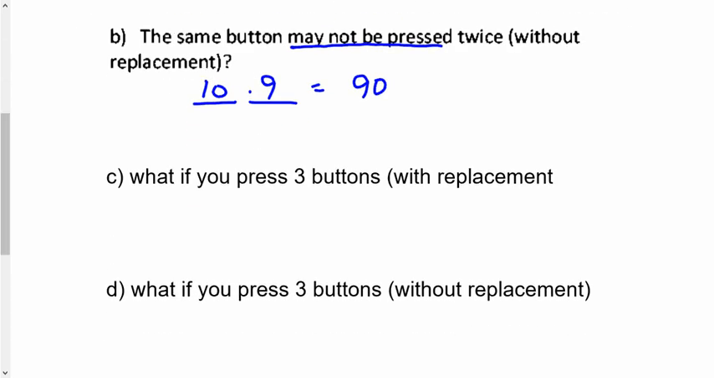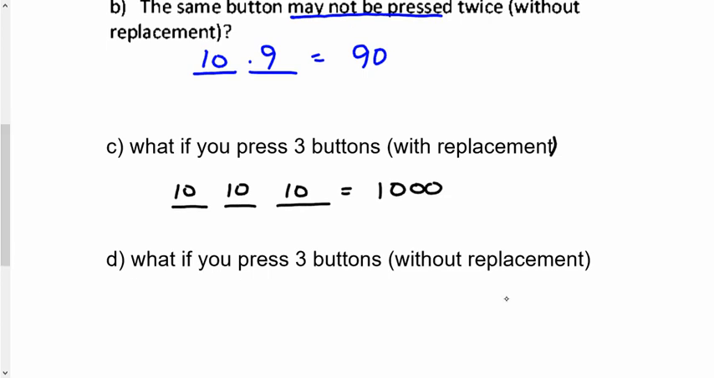Let's go through and look at this though. What if you press 3 buttons with replacement? Okay, well, 1, 2, 3 blanks. So we have 10 buttons to choose from, and we're doing them with replacement, meaning you could push 333 or 727, right? You can use the same buttons more than once. That's just 10 times 10 times 10, or now we actually get to 1,000 channels.